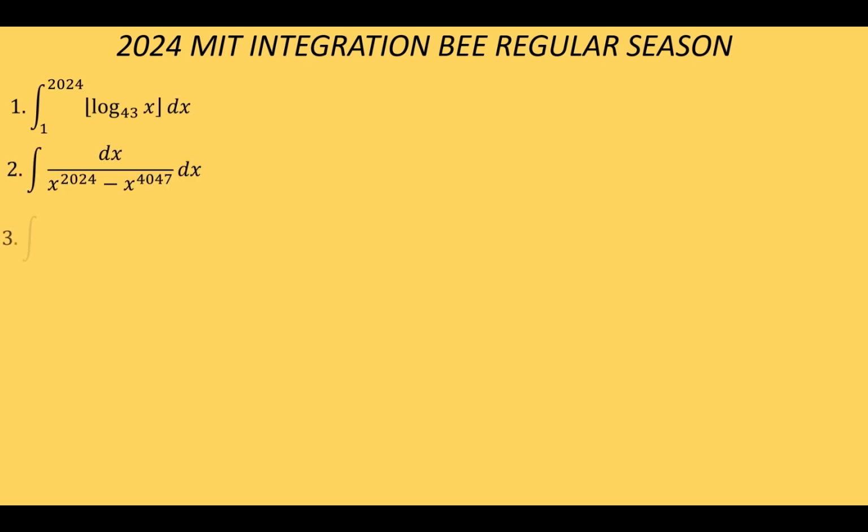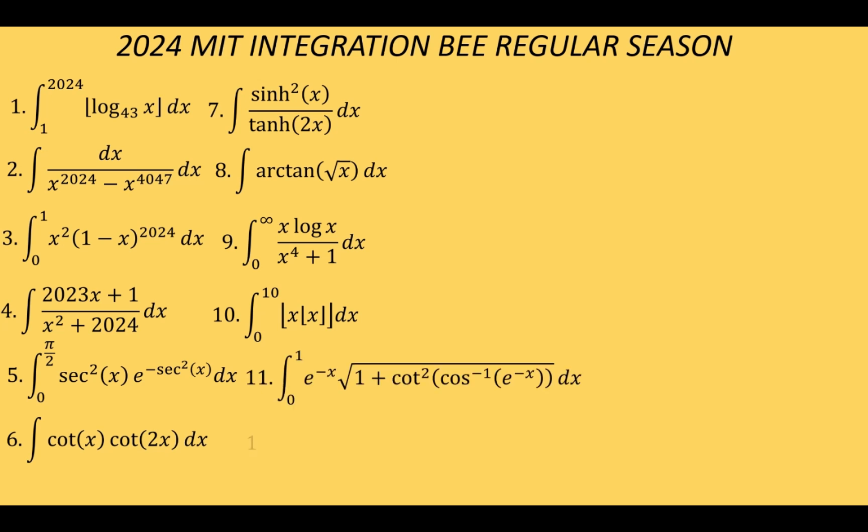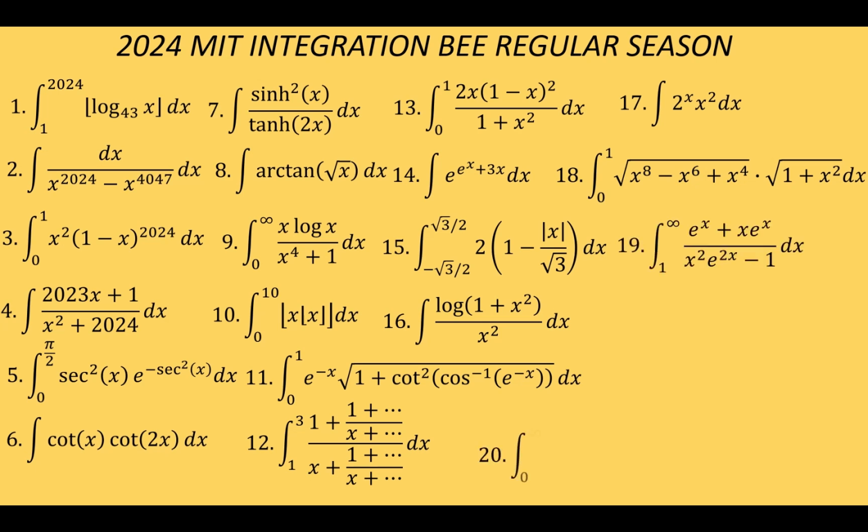Question 1, question 2, question 3, question 4, question 5, question 6, 7, 8, 9, 10, 11, 12, 13, 14, 15, 16, 17, 18, 19, 20.